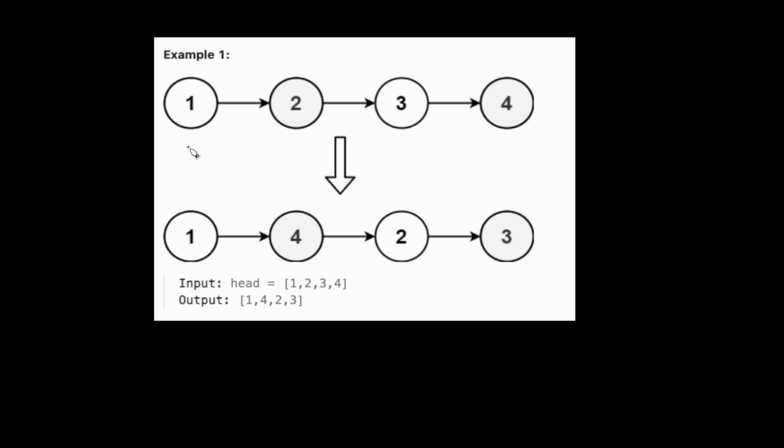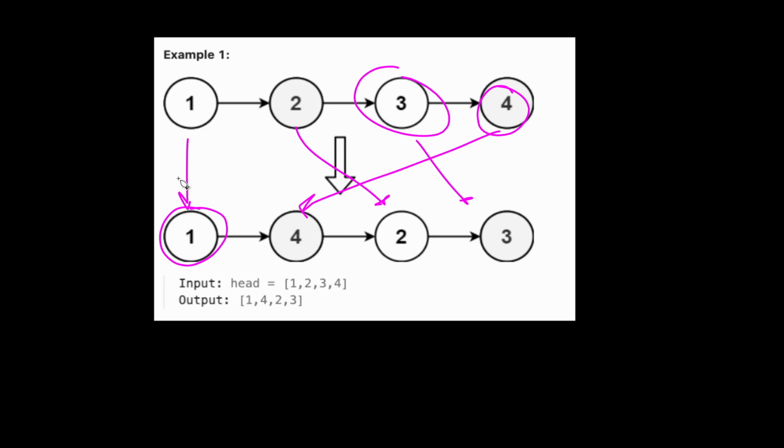The first position of the output, we've got the initial node. The second position, we've got the last node of the list. The third node is the second node of the input list. And the last node is the third node of the list. So as you can see, we alternate one node from the beginning and one node from the end. And that's how we get this output.